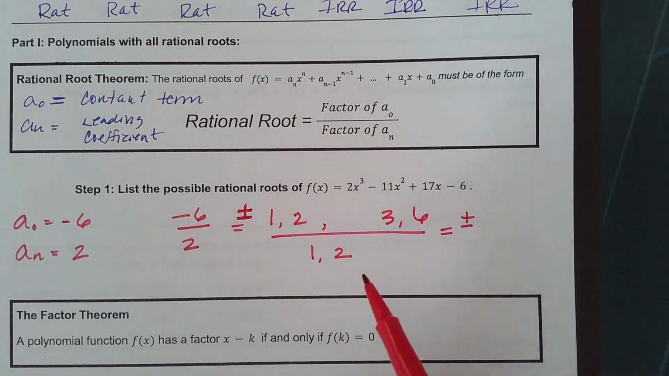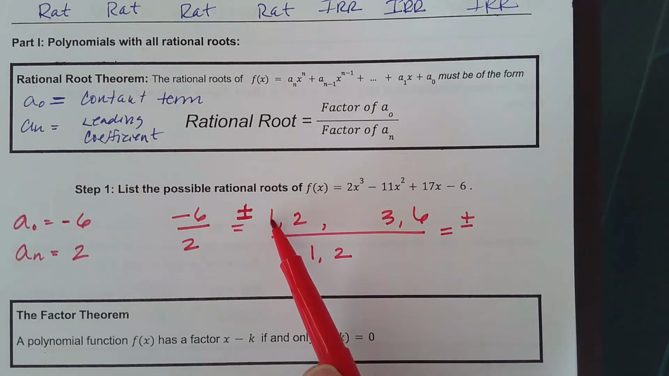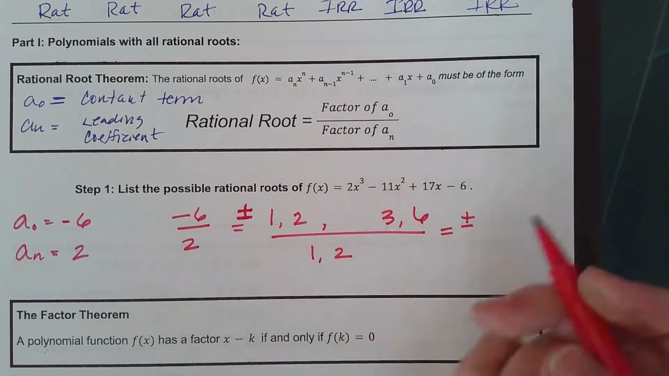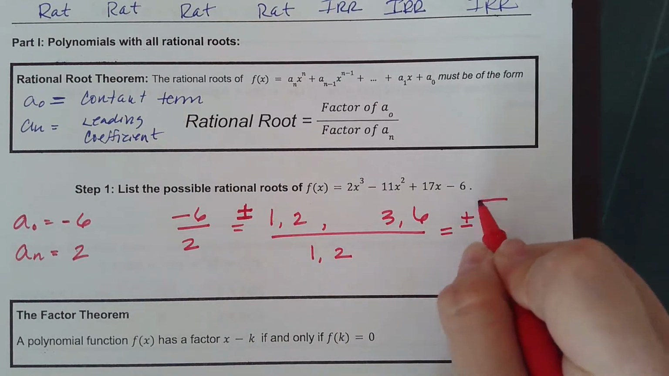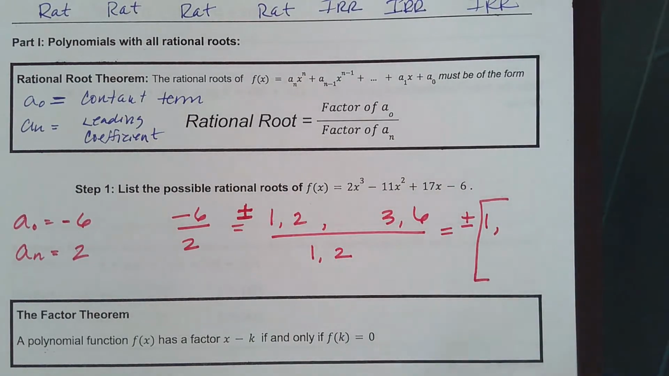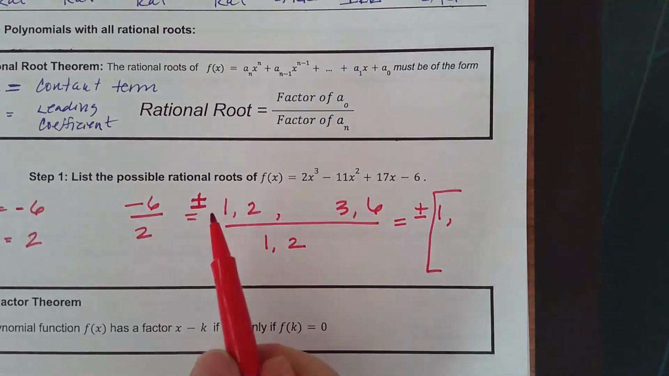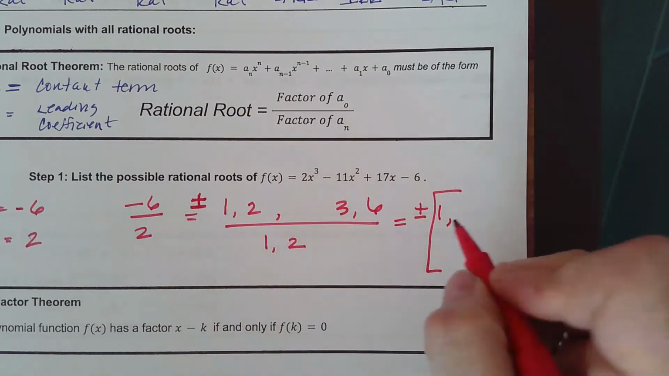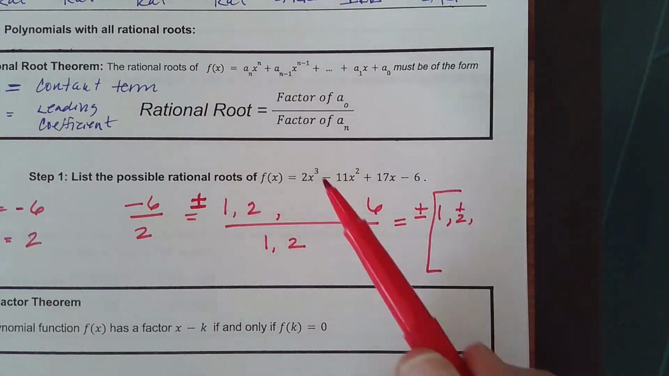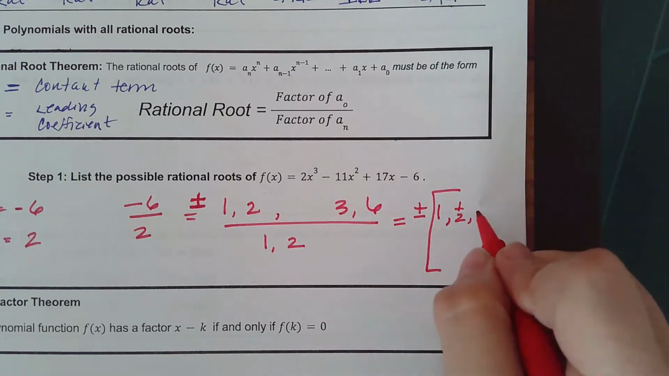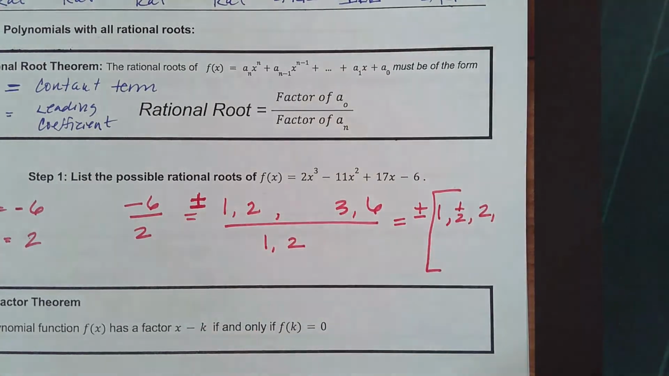I'm going to list all of these combinations. So what you'd have to do is take each of these numbers on the top and divide it by each of the numbers on the bottom. So 1 over 1 is 1. And I'm just going to put the plus or minus once so I don't have to rewrite it 100 times. 1 over 2 is a half. Then I go into the 2. 2 over 1 is 2. 2 over 2 is 1.